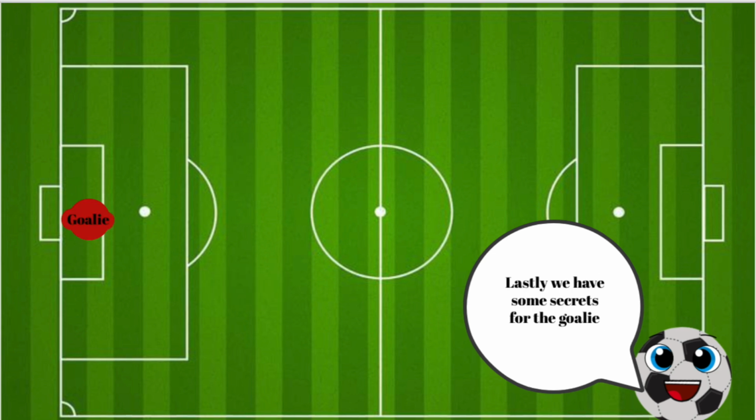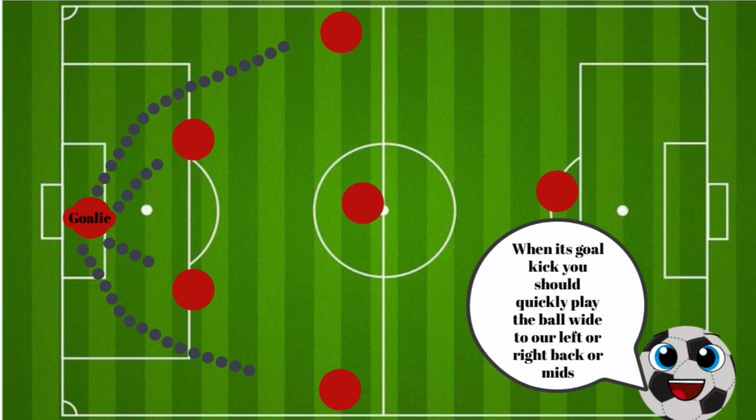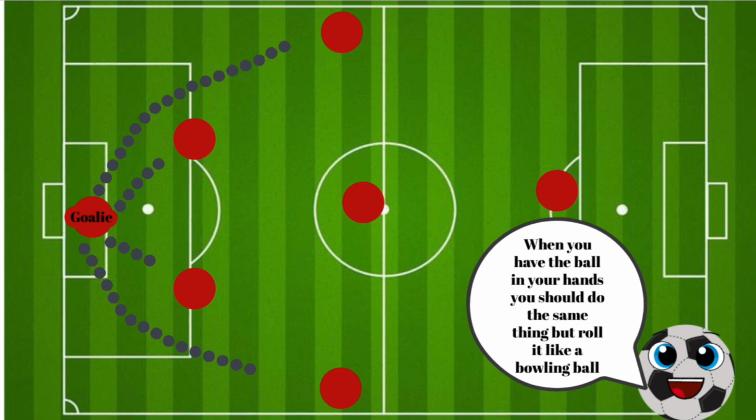Lastly, we have some secrets for the goalie. When it's a goal kick, you should quickly play the ball wide to our left or right backs or mids. When you have the ball in your hands, you should do the same thing but roll it like a bowling ball.